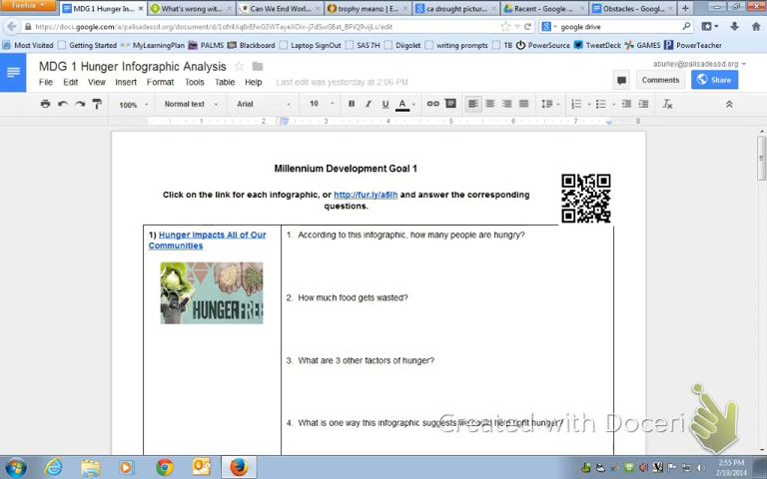And overall what we did was we finished the infographic activity from yesterday, and then we began to look at some of the things that we could do to solve some of the obstacles that relate to hunger.